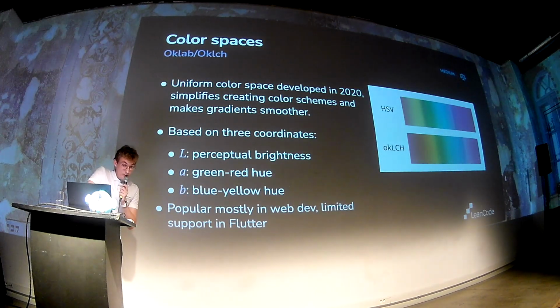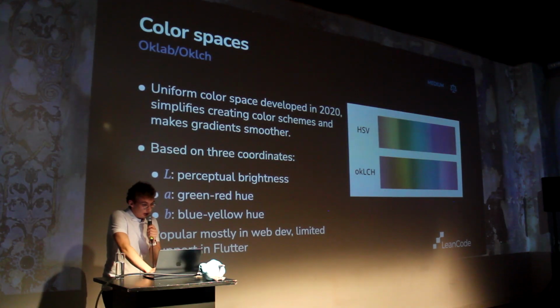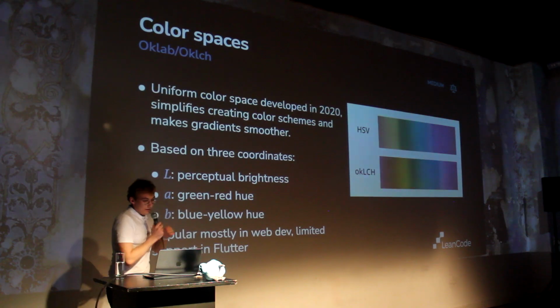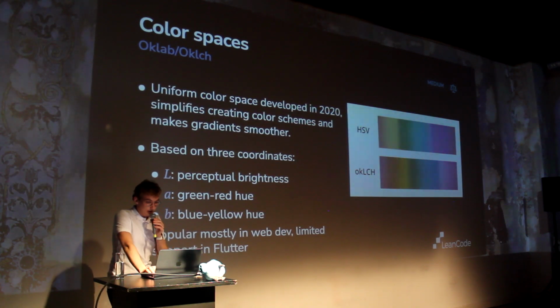Next, we go into a slightly more advanced territory. OKLAB and its cylindrical counterpart OKLCH makes colors look prettier and gradients are smoother. 3 coordinates. Here is a simplification here. It's actually called chromaticity, but the idea is mostly the same.